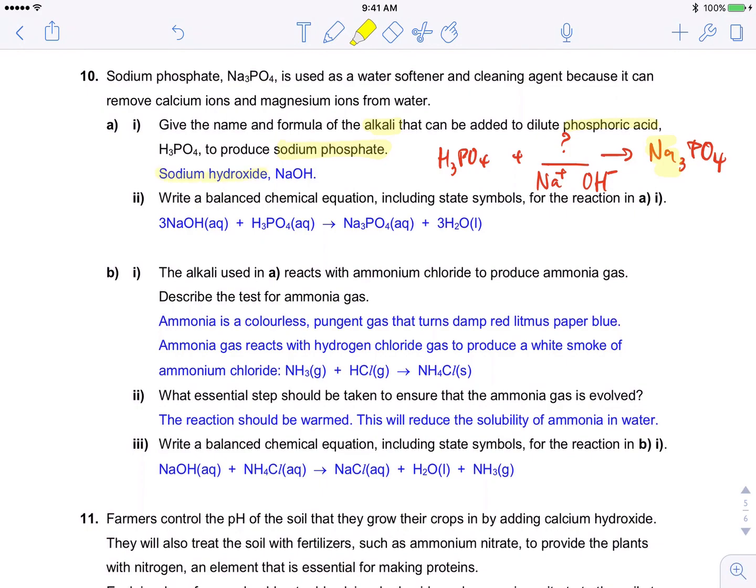Write a balanced chemical equation including state symbols. Okay, so this is just it. Now, I said before that you don't need to know the solubility of phosphates, but even without memorizing the solubility of phosphates, you should still be able to write the state symbols for this sodium phosphate, because sodium salts are soluble.